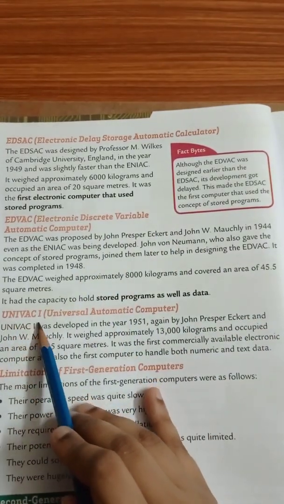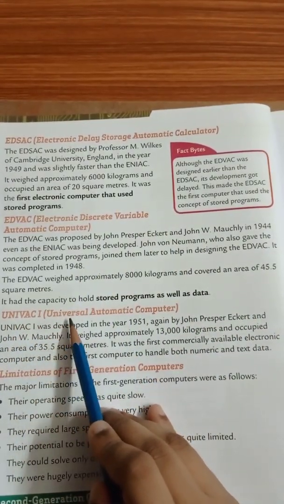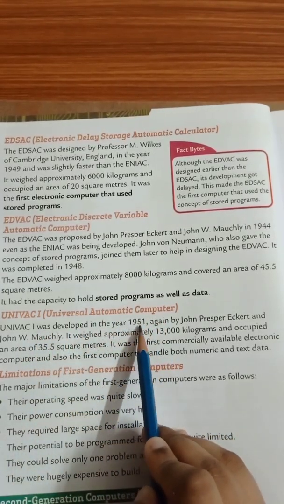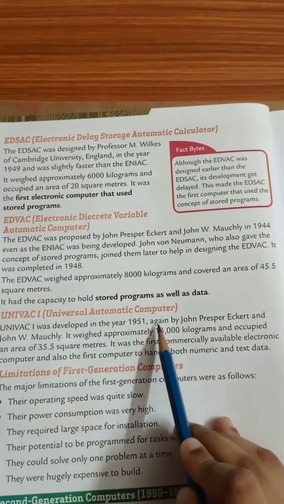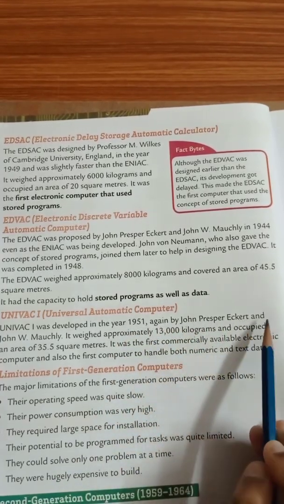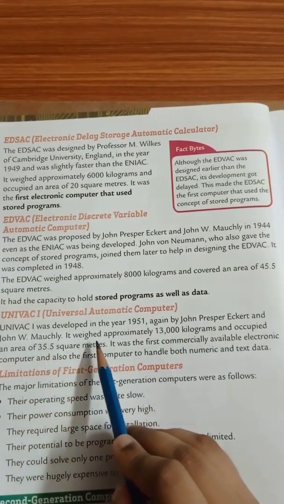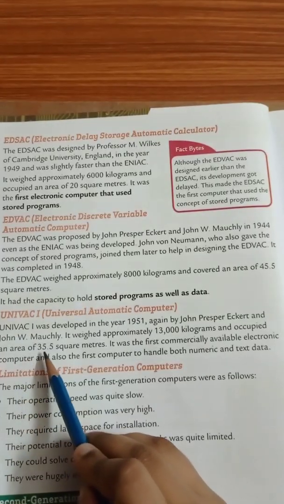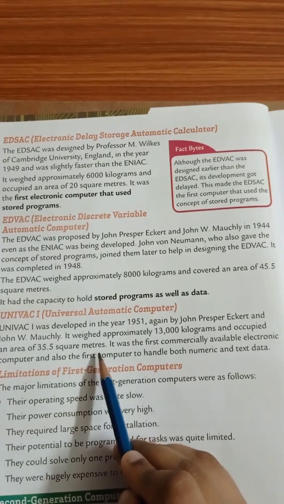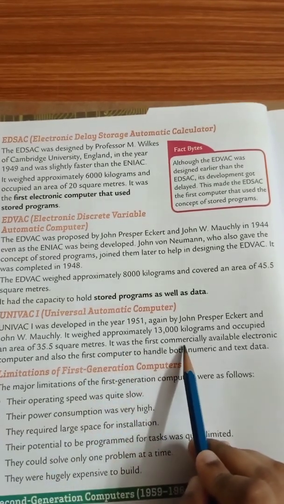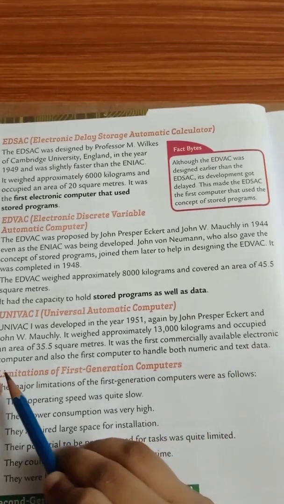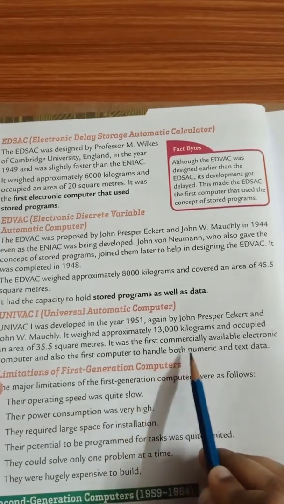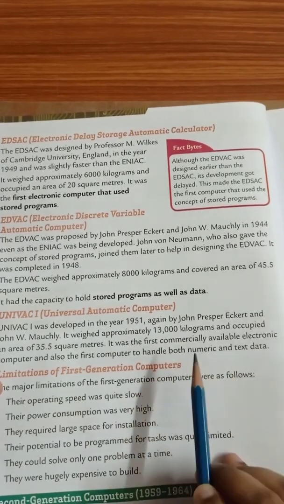Next is UNIVAC 1. Full form of UNIVAC 1 is Universal Automatic Computer. UNIVAC 1 was developed in the year 1951, again by John Presper Eckert and John W. Mauchly. It weighed approximately 13,000 kilograms and occupied an area of 35.5 square meters. It was the first commercially available electronic computer and also the first computer to handle both numeric and text data.